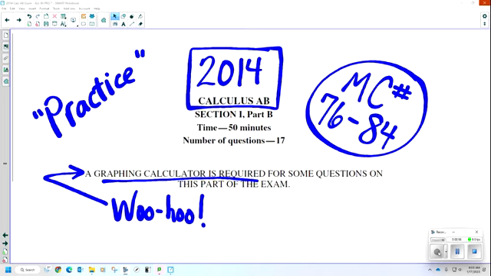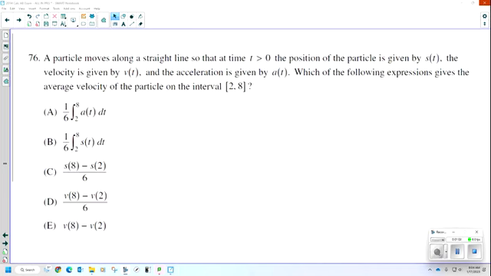All right, let's start, friends. Number 76, a particle moves along a straight line so that at time t greater than 0, the position of the particle is given by s of t. The velocity is given by v of t, and the acceleration is given by a of t. Which of the following expressions gives the average velocity of the particle on the interval from 2 to 8? This is a problem that does not require a calculator.